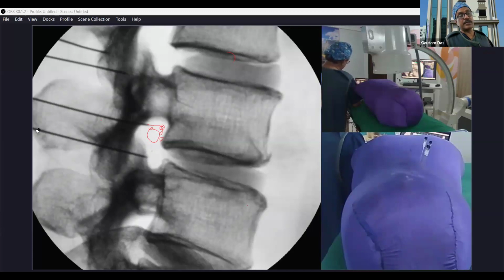So to avoid that, you should always stay only on the posterior part. If you are in the posterior part like this, not advancing anymore, then you are not going to hit the radicular vessels. And still, if you are injecting the dye, you are very much sure that you are not in the blood vessel. Okay, sir.